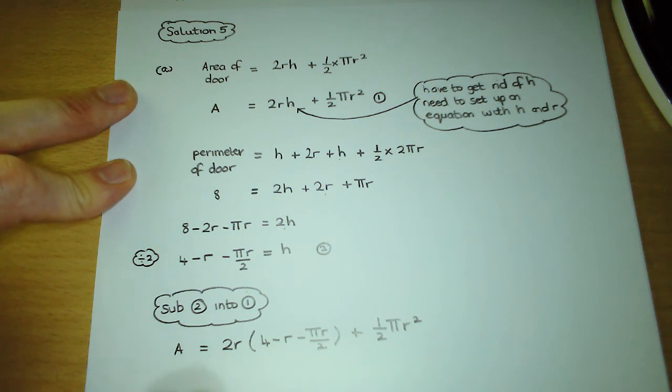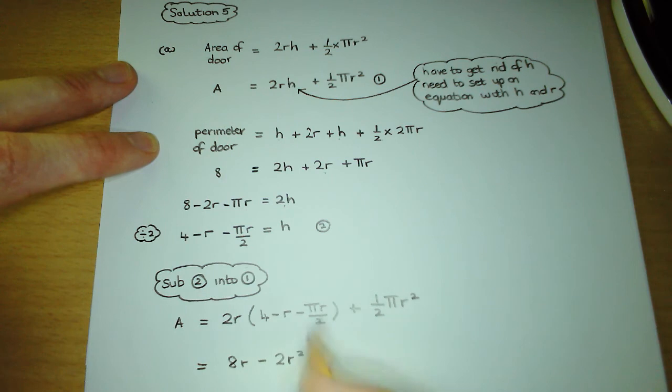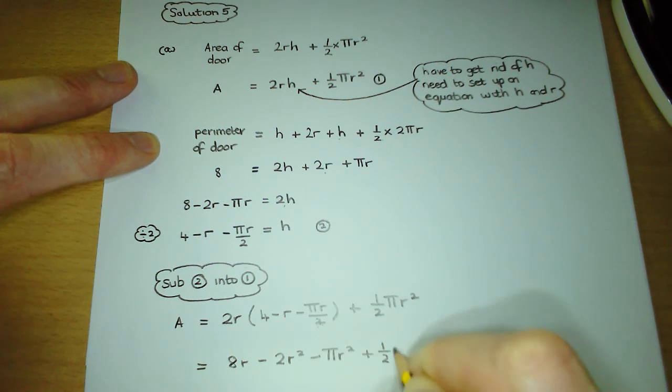So let's tidy up. We're going to get A equals 8r minus 2r squared, minus, the 2's cancel, one's in the top, one's in the bottom, so we get minus pi r squared, plus a half pi r squared.